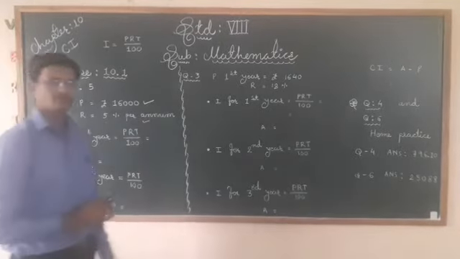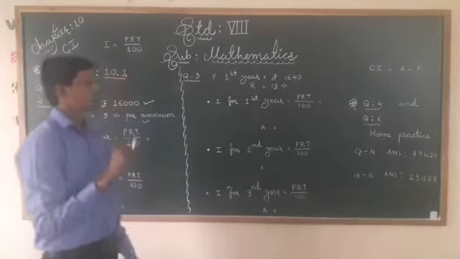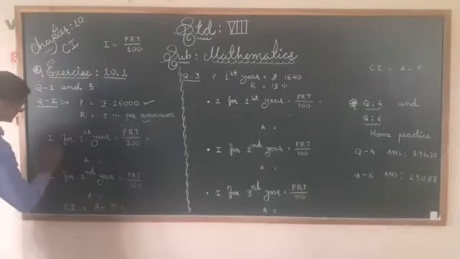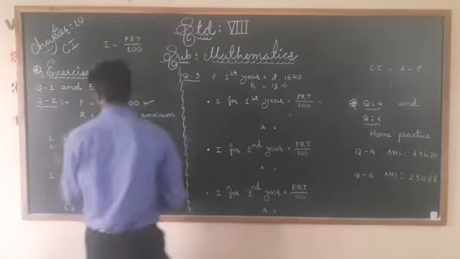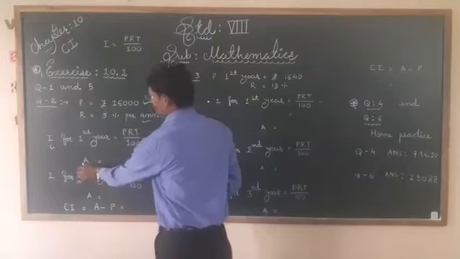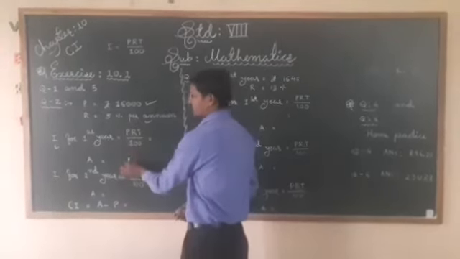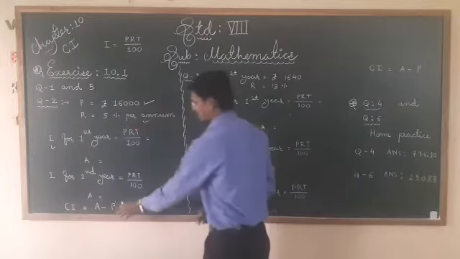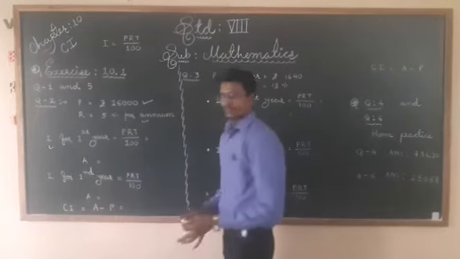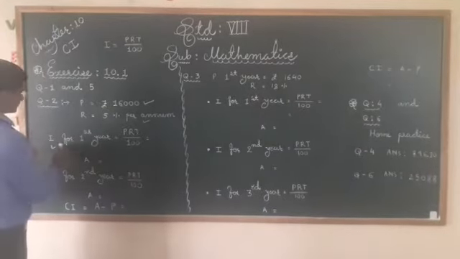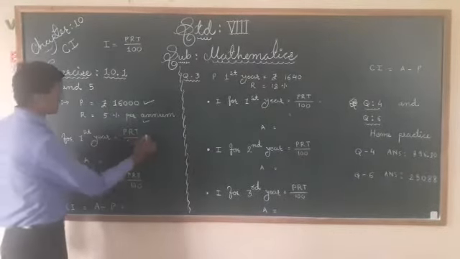So as we did in our previous video, the two sums we have solved, in that we found the interest for the first year, then the interest for the second year, then the amount will be added into the main principal. Here the same thing, and after that we will find the compound interest, which is amount minus principal. So what we will do, we will apply the formula, interest for the first year, PRT.